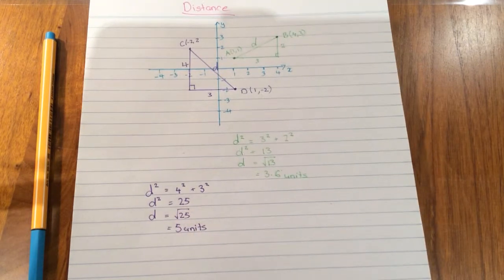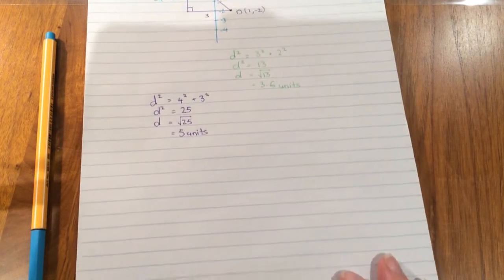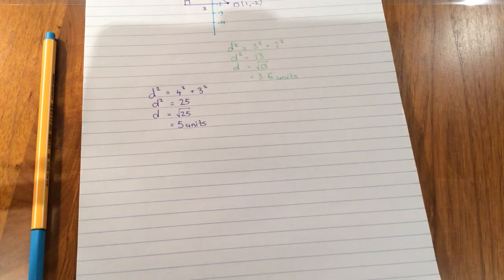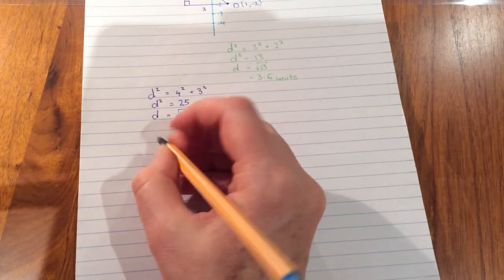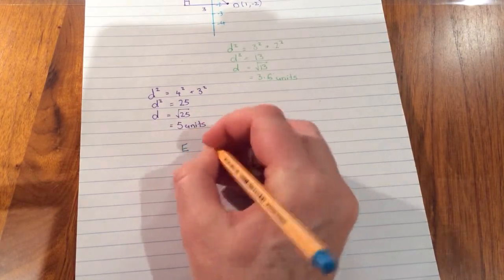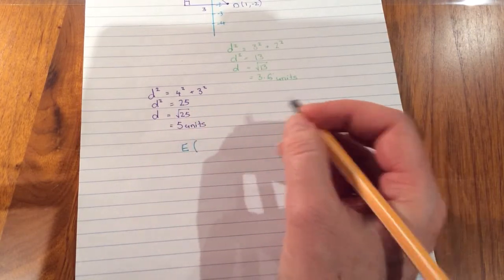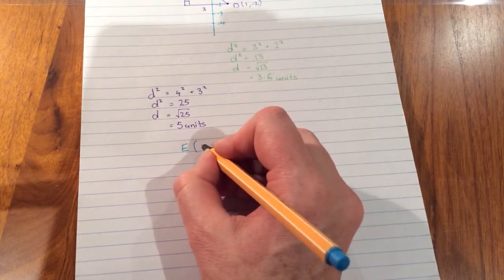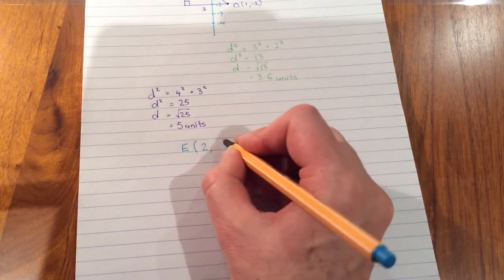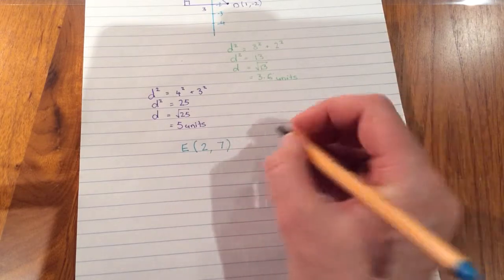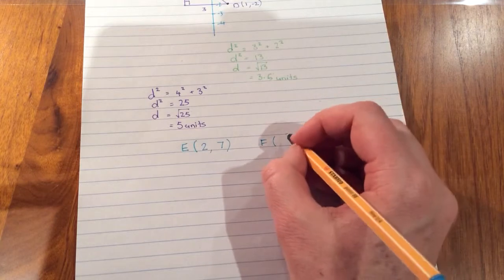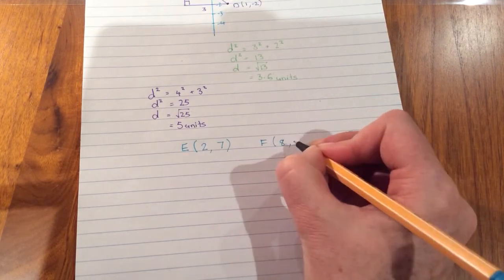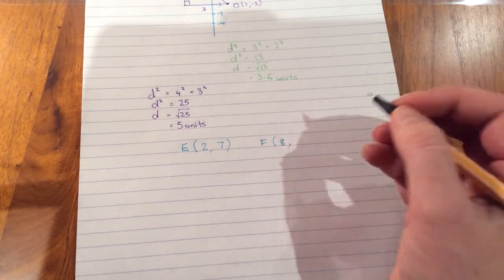Okay, can we do this without drawing a diagram? Yes, we can, but it's a little bit trickier. So let's try an example where I don't have a picture. So if I gave you the 2 points, let's call them point E and point F. Point E we're going to make as, let's say, (2, 7). Let's make point F the point (8, 15).